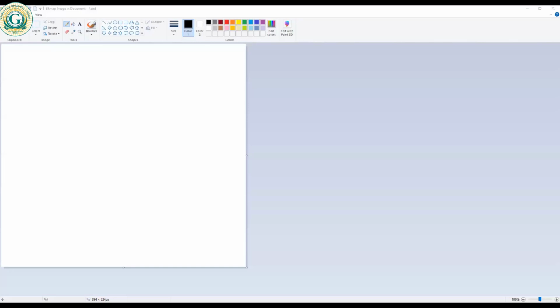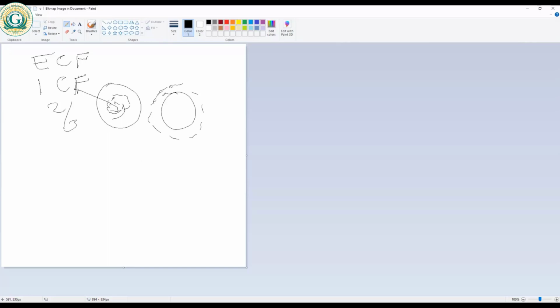So we have the two compartments: the ECF and the ICF. The ECF is the extracellular fluid volume, and we have the intracellular fluid volume. So let's take these two cells. Fluids within the cell are called the intracellular fluid, and it takes two thirds of the total fluid volume. Fluid outside the cell is called the extracellular fluid, and it takes one third of the total fluid volume.